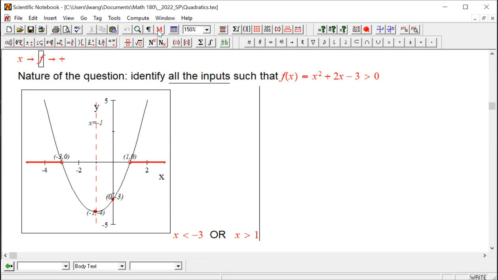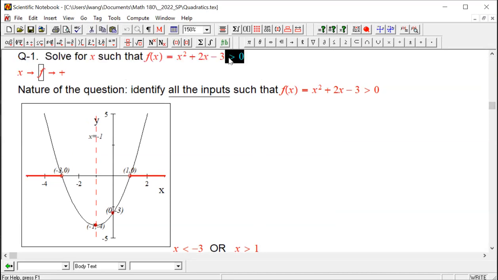Okay. I hope that makes sense to you, right? Still, the output is given, but this time the output is not given as something we wanted equal to something. Okay, we want all the output to be positive.